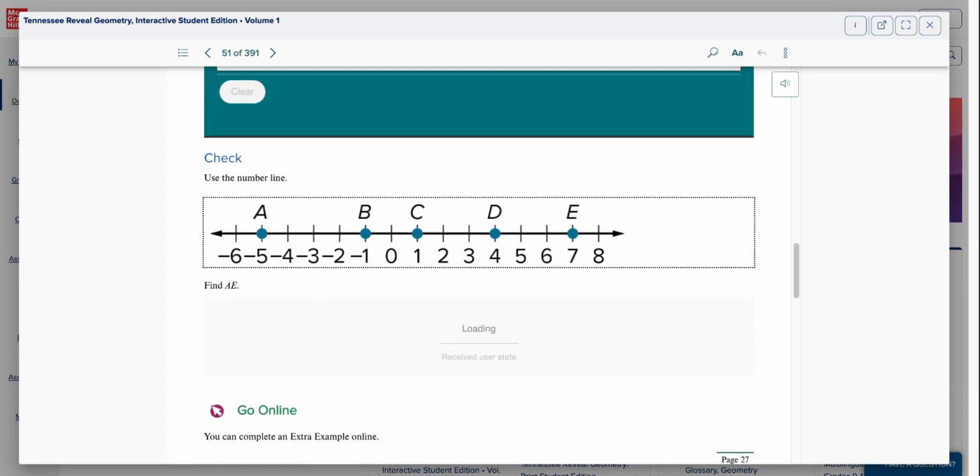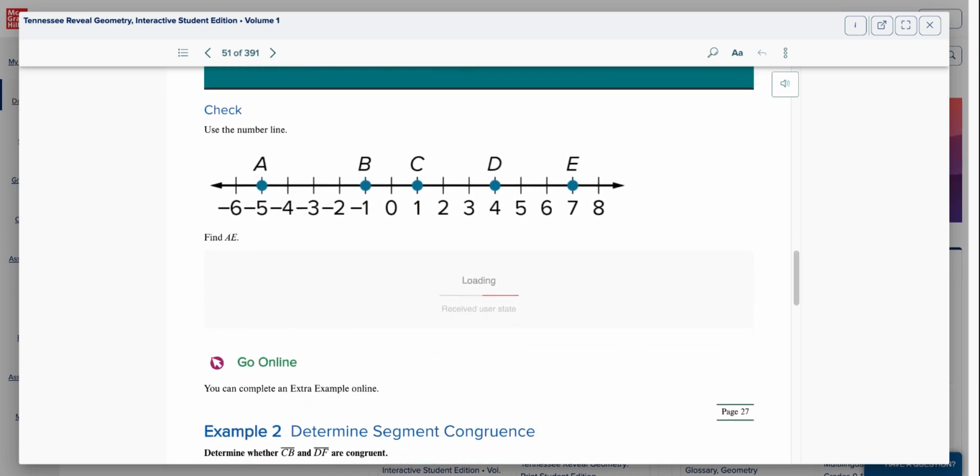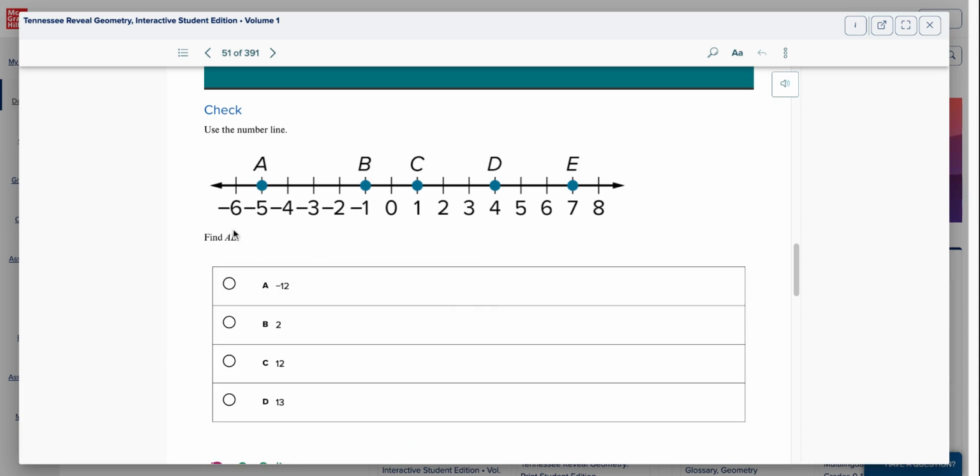All right, let's go for a check for understanding. They want to find AE. Now, first off, I want you guys to look at the lack of an icon above AE. There's no line, there's no bar, there is nothing there above the AE. That means they're looking for a numerical answer. They're looking for the distance from A to E or from E to A if that's how you want to count. But I'm going to start on my first letter, which is A.